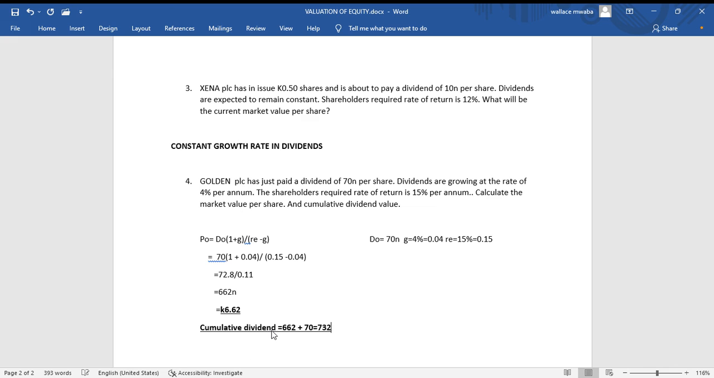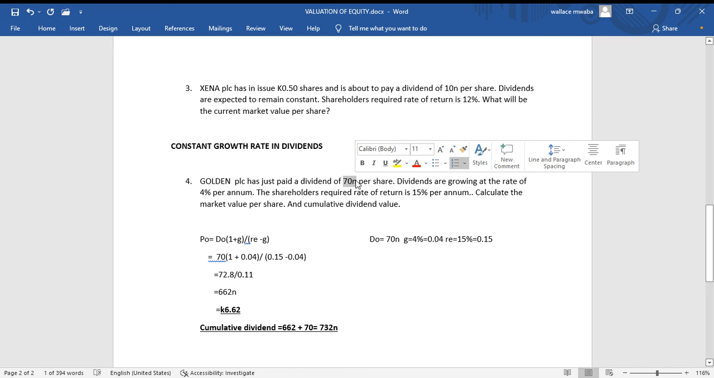So what this means basically is when you pay this 732 ngwe, the dividend that's getting paid this year, the 70 ngwe, you get it, and then again for next year and the following years, you continue getting paid.